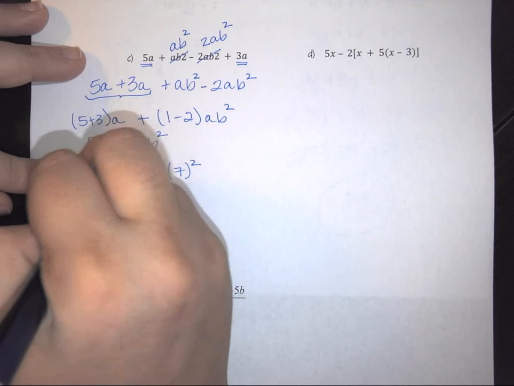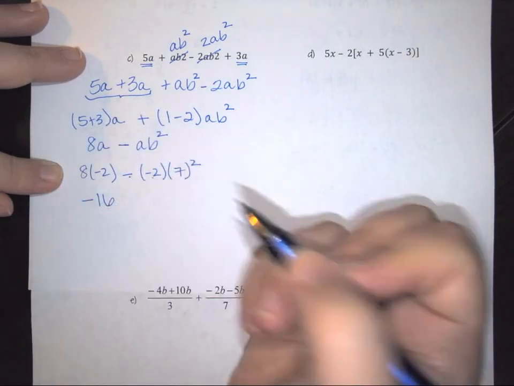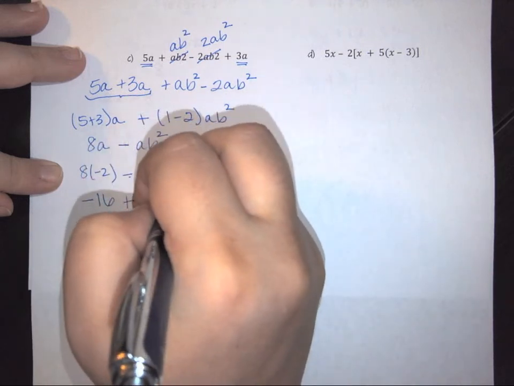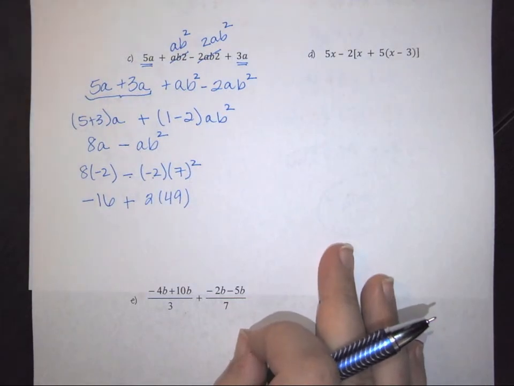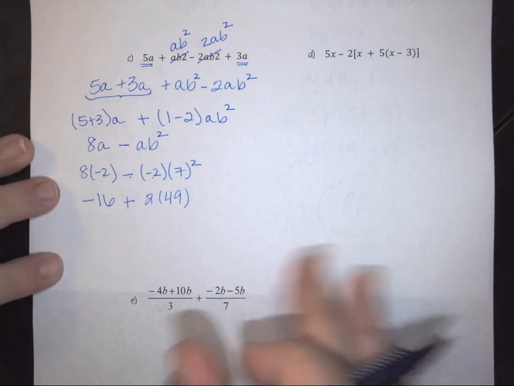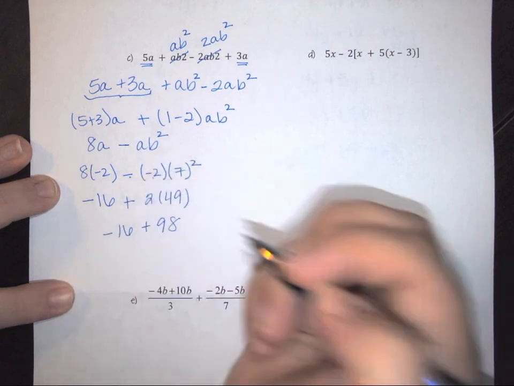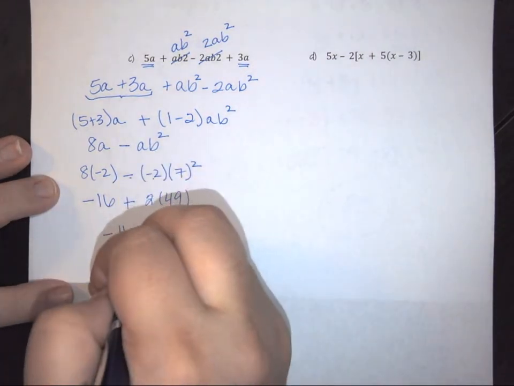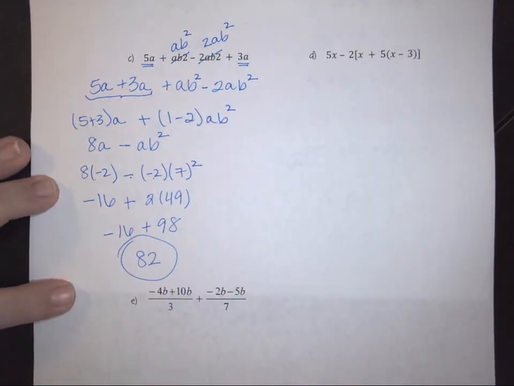So here I've got a negative 16. Minus a negative is going to become positive, and then this is going to be 2 times 49. So when I'm looking at it, 2 times 49 is going to give me 98. So this is negative 16 plus 98. So 98 minus 16 is going to give me an 82, and that is the overall result I'm looking for.